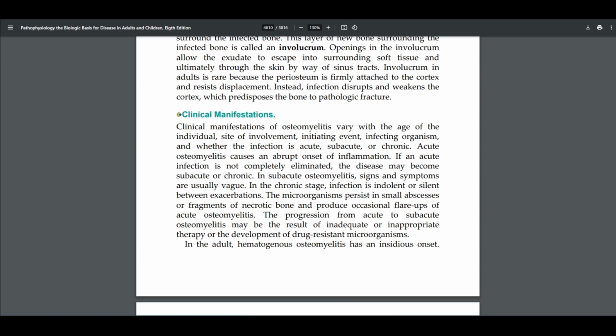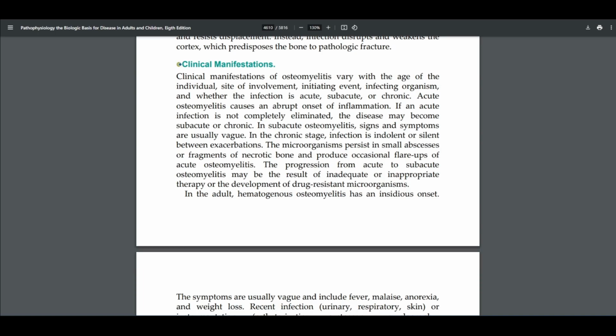So, our clinical manifestations. Clinical manifestations of osteomyelitis vary with the age of the individual, site of involvement, initiating event, infecting organism, and whether the infection is acute, subacute, or chronic. Acute osteomyelitis causes an abrupt onset of inflammation. If an acute infection is not completely eliminated, the disease may become subacute or chronic.